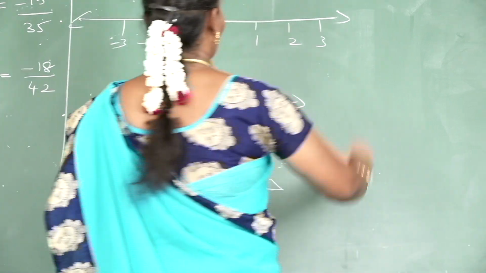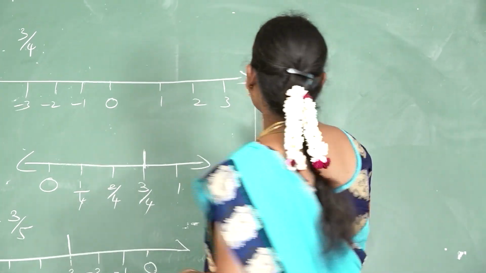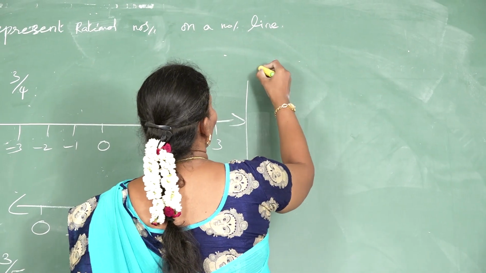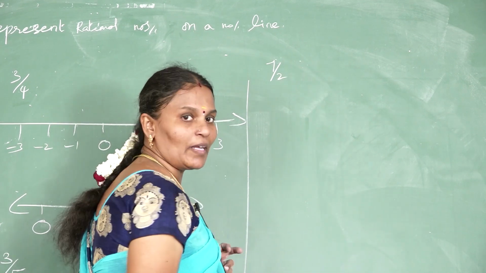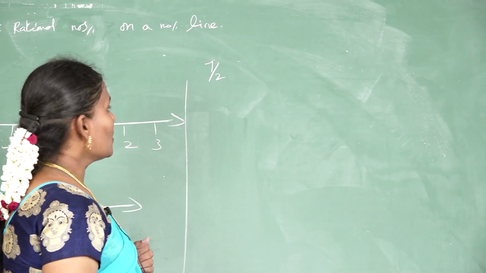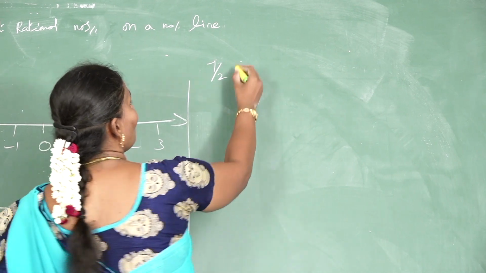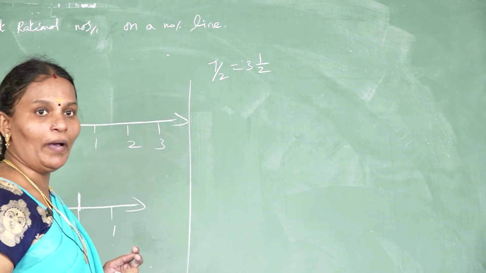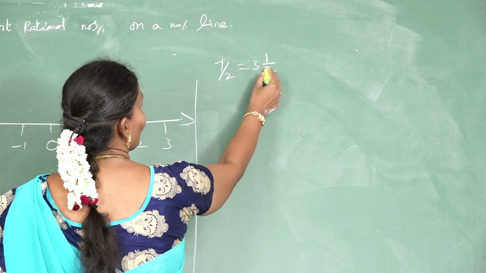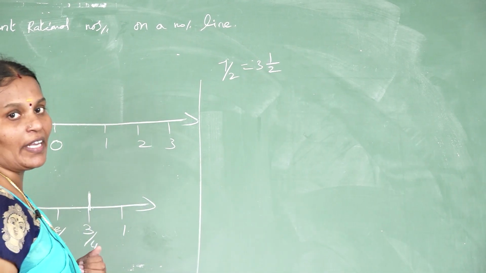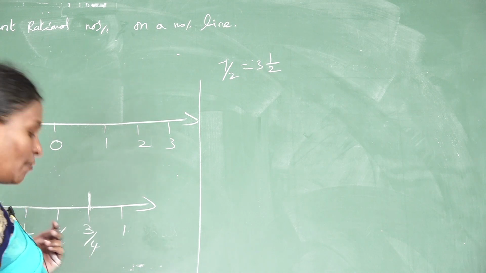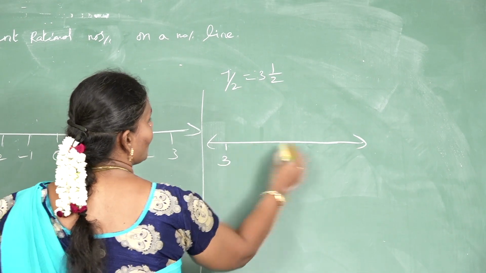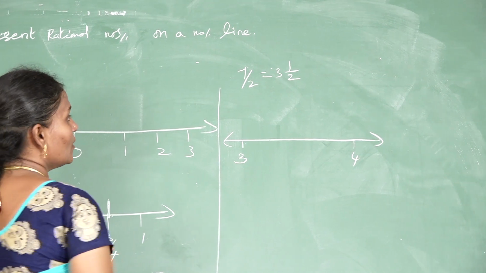Okay. See, these are proper rational numbers. Now, we see the improper rational numbers. Okay? See, you take 7 by 2. 7 by 2 is an improper rational number, isn't it? So 7 by 2 is equal to 3 1 by 2. Am I correct? 3 1 by 2. So this 3 1 by 2 lies between 3 and 4. Okay. So you draw a number line. So this lies between 3 and 4. Am I correct?